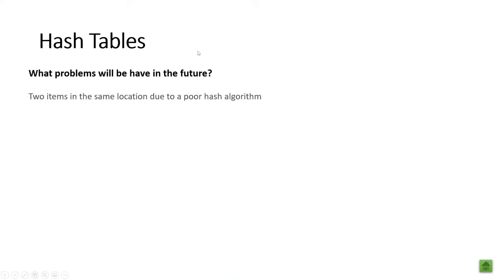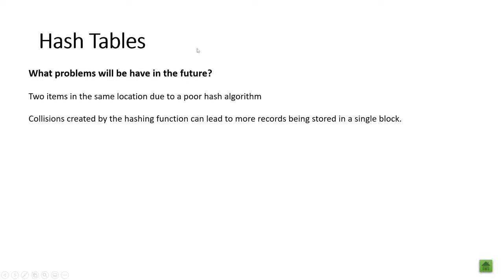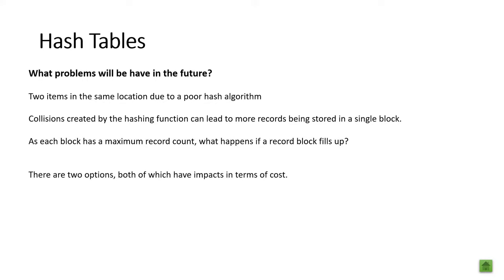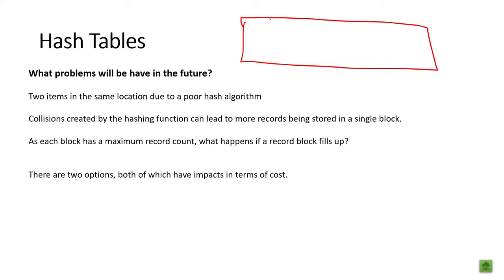Okay. So there we go. These are the problems now. So collisions created by the hashing function can lead to more records being stored in a single block. Each block has a maximum record count. So if I was to draw a file for you, here's my file. This is a block. Let's call this block 1, 2, 3, etc. Each block you split up into sections, they're all equal. And as we fill up more of these blocks with data, the chance for collision increases, doesn't it? Because we're filling up more.